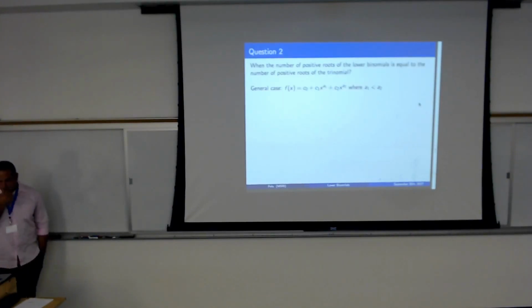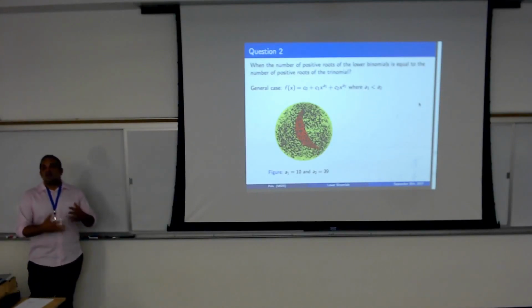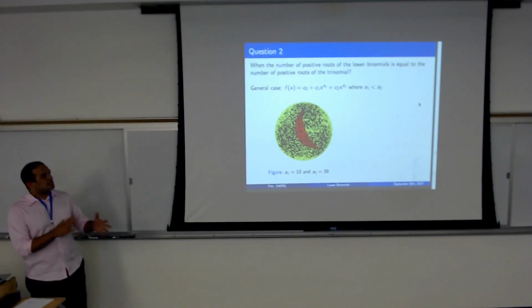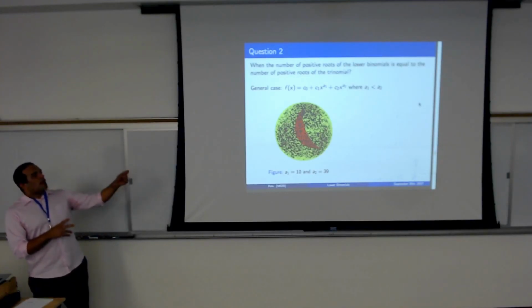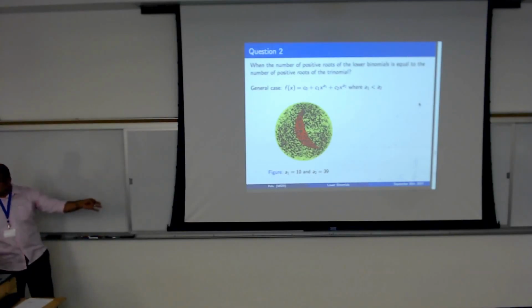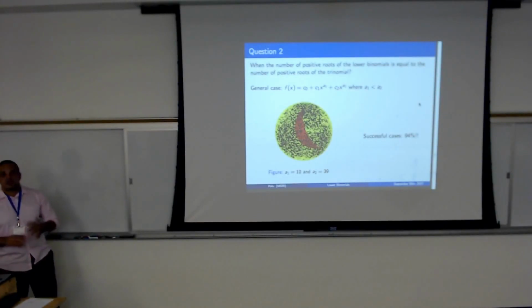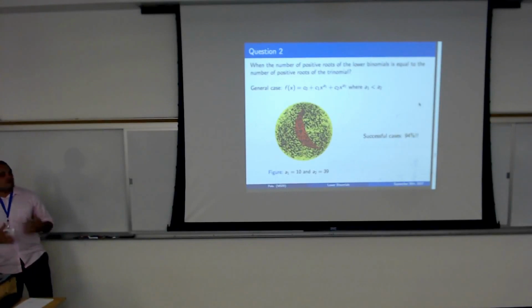Well, the question is: when are the number of positive roots of the lower binomials going to be equal to the number of positive roots of any trinomial f? We start doing exactly the same. We fix exponents a1 and a2, we start generating different cases, and we check whether the number of positive roots was exactly the same. Green means good, red means bad. And this region is really interesting because, first, 94% of the cases were a success, and we started trying to do some probabilities over this sphere.